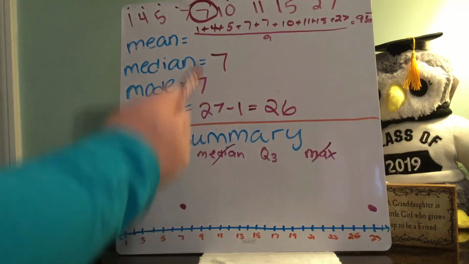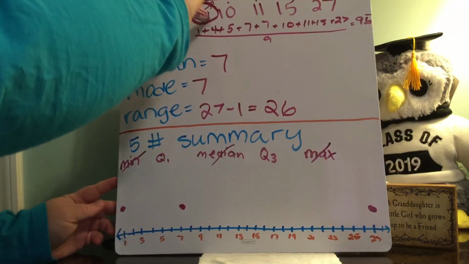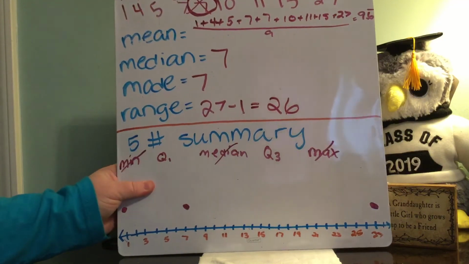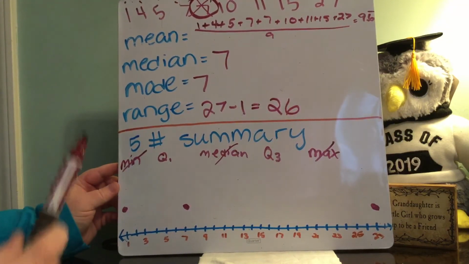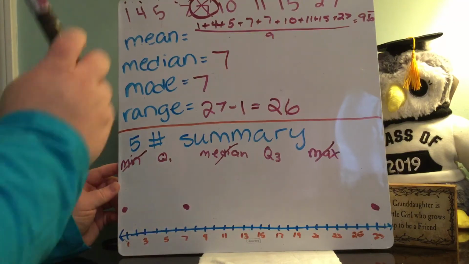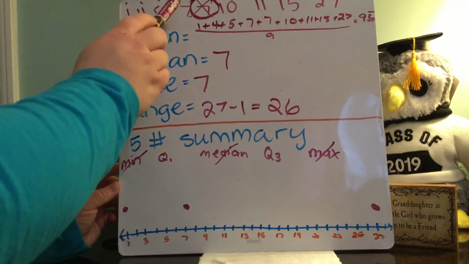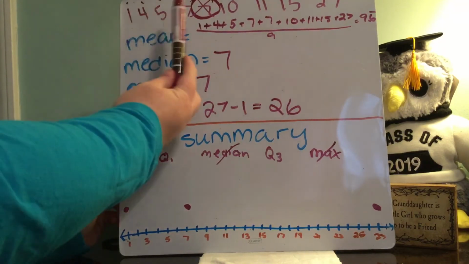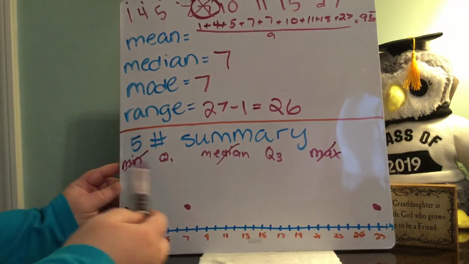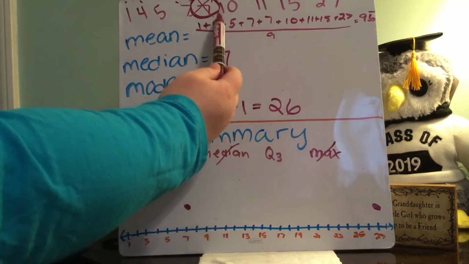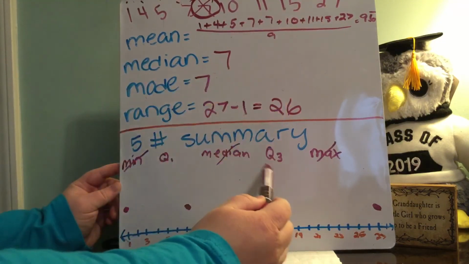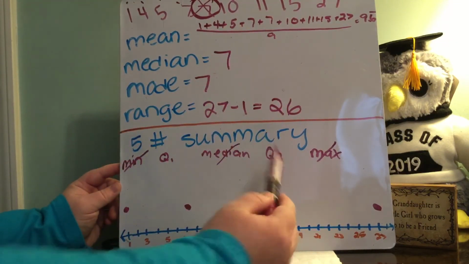So the median is our middle point, so we're going to take that out of our data set. It's already being used. And we're left with 4 numbers on the left and 4 numbers on the right. So we have 1, 4, 5, and 7. That's in our lower range. And we have 10, 11, 15, and 27. That's in our higher range. We're going to use that to calculate quartile 3.